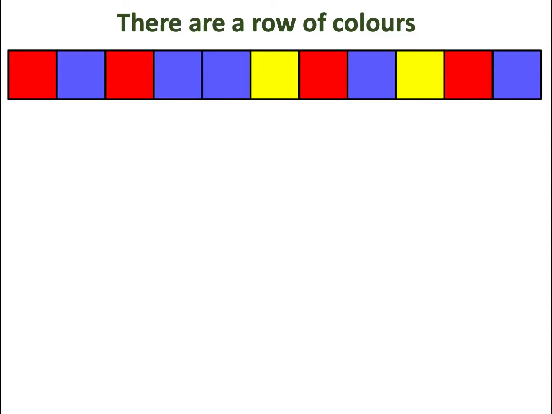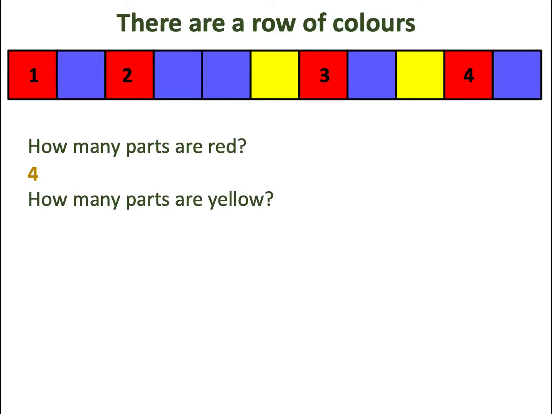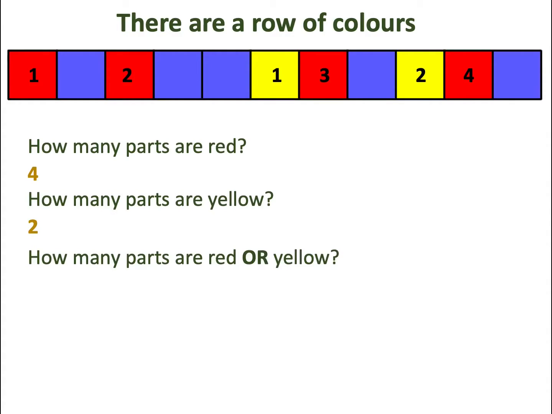How many parts are red? Counting the red parts, we have 4. Now how many are yellow? We have only 2 yellow parts. How many parts are red or yellow? Since we're looking for either red or yellow, we add them up all together. 4 plus 2 equals 6. 6 parts are either red or yellow.